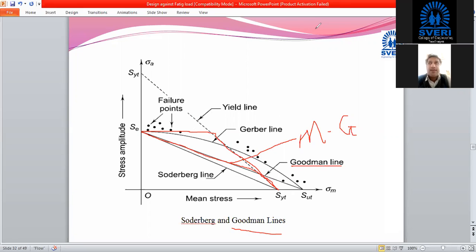But as far as the study is considered, Goodman conducted his study previous to Soderberg, and hence at least he has given some idea related to the selection of factor of safety in case of fluctuating type stresses. And he has considered this endurance limit as a base for that. On the y-axis, again, we are going to take alternating stress, and on the x-axis, we are going to take mean stress. Again, this diagram is drawn only for direct stresses, not for shear stresses.